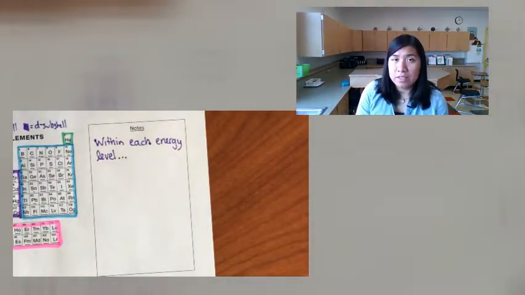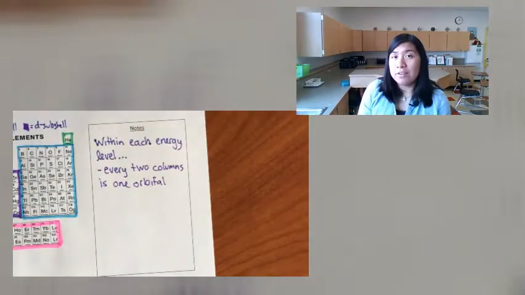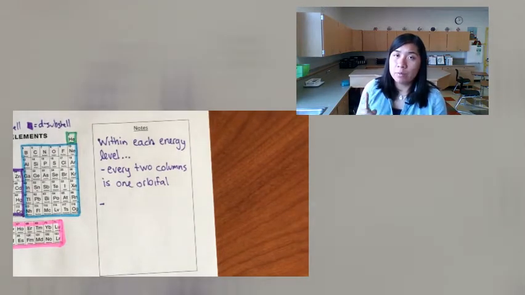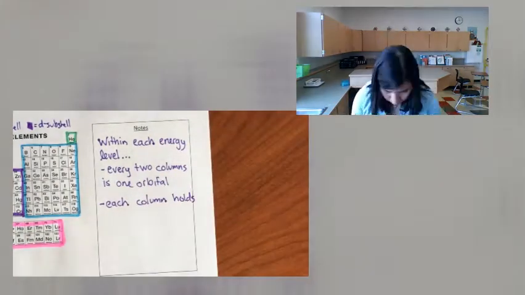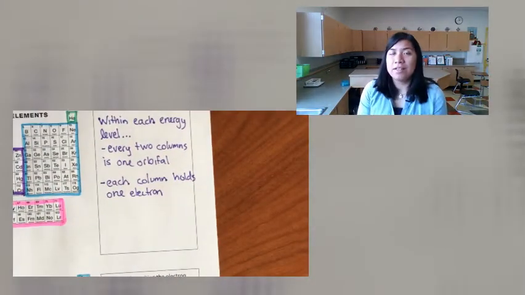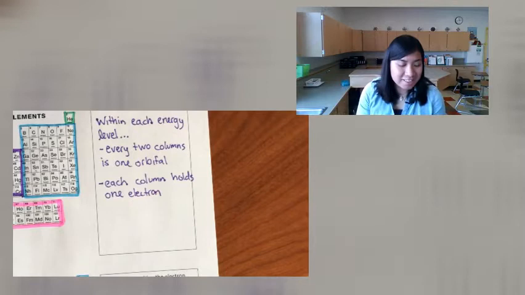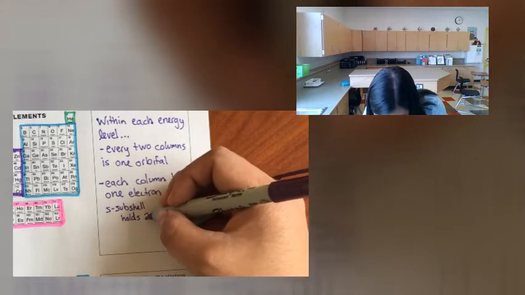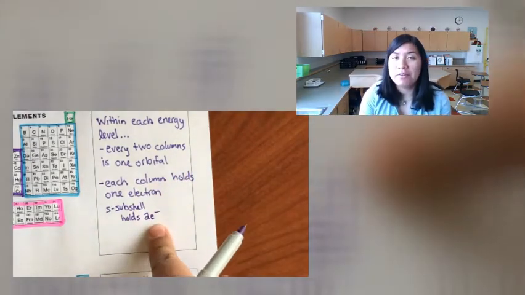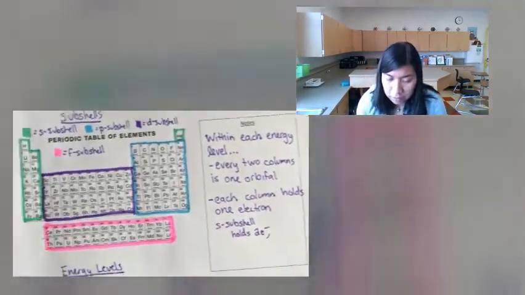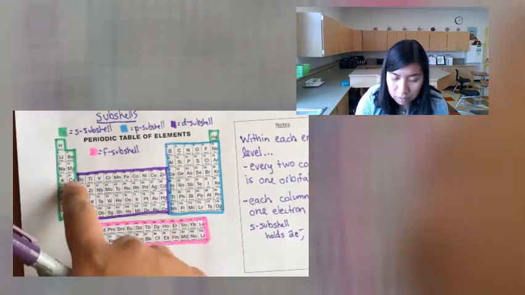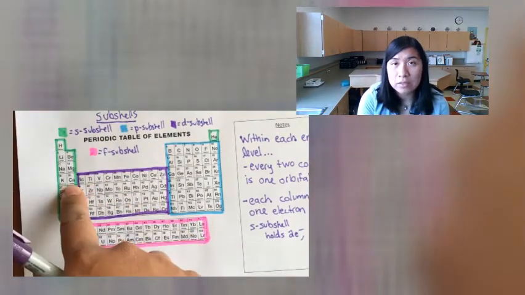Alright, so within each energy level, every 2 columns is 1 orbital. Second part, we know that each column holds a maximum of just 1 electron. And let's do a small recap of what we have been learning in class. So the s subshell, it holds 2 electrons. I am abbreviating electrons as this E negative. And we know that the s subshell has 1 orbital. So if we look here, every 2 element cards or 2 columns, that is 1 orbital. So the s subshell has 1 orbital.